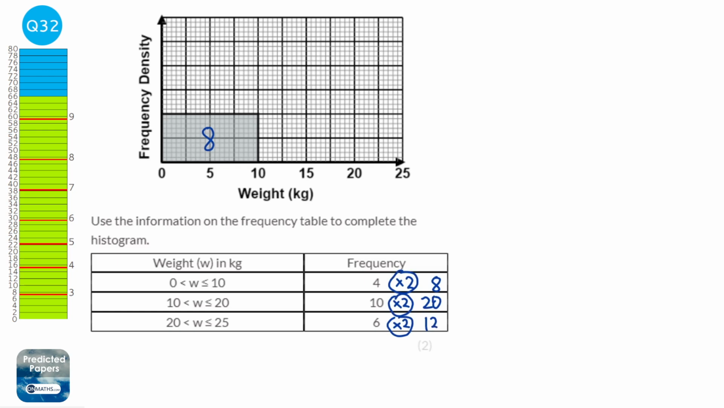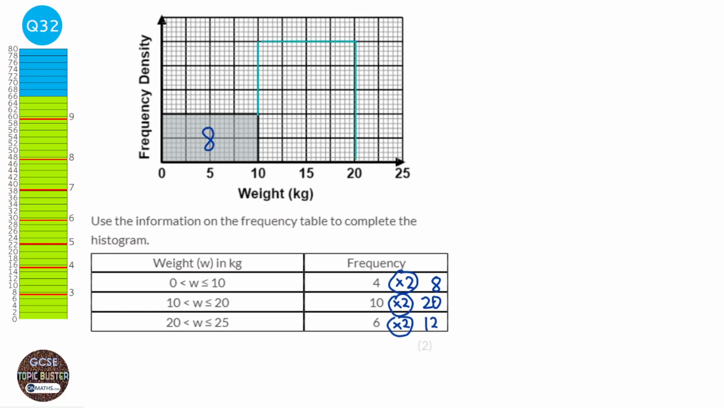The width of the next bar is 10. And we are looking for, well, if you look at it in squares, it is 1, 2, 3, 4 squares wide. And because we need 20 squares in total, it's going to be 4 by 5. So it's going to be 5 squares high. So up here, I'm going to try and pick a colour that shows up a bit better. There we go.